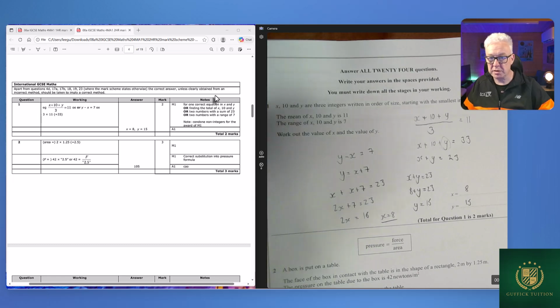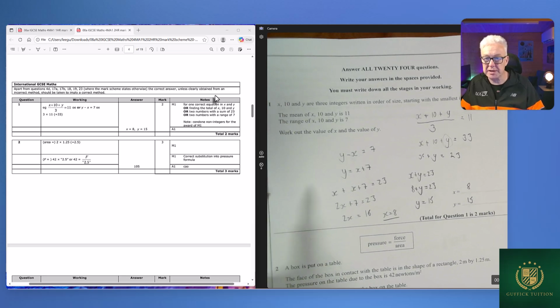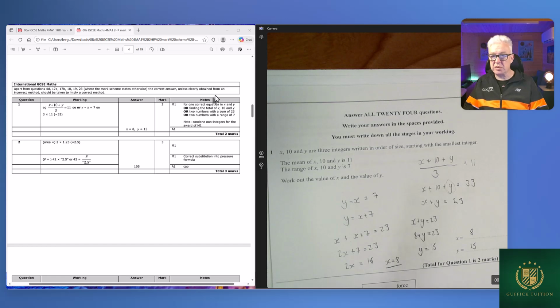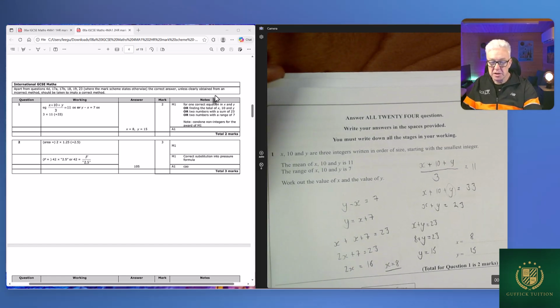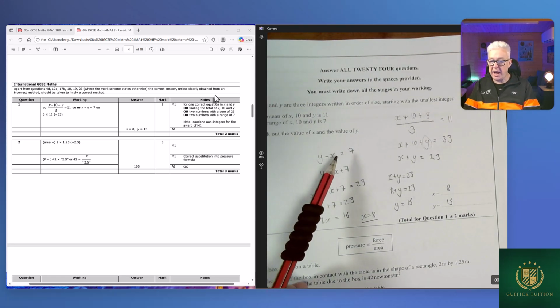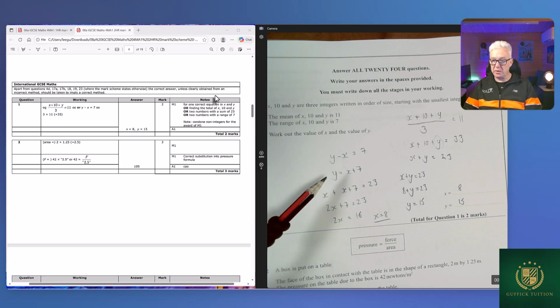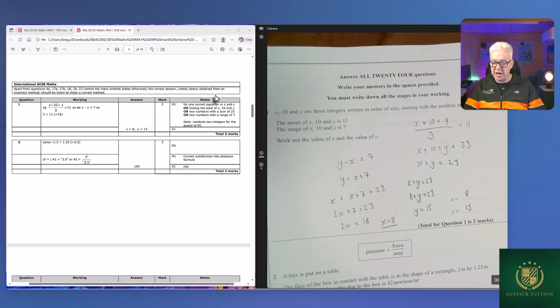We're told that the range is 7. Now the range is the biggest number, take away the smallest. Notice it says that x, 10 and y are 3 integers written in order of size starting with the smallest first. So what that's telling us is that the range is given by y take away x, and that is equal to 7. So we've got another equation with 2 unknowns. So we've now got 2 equations with 2 unknowns and we can solve these 2 equations simultaneously.